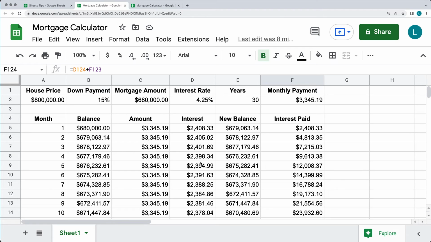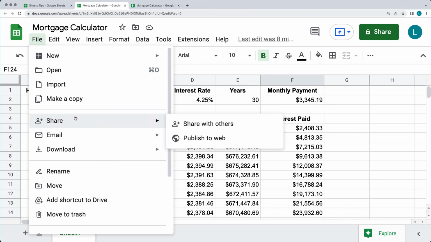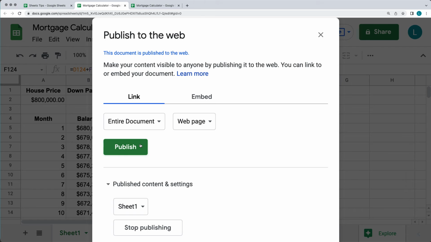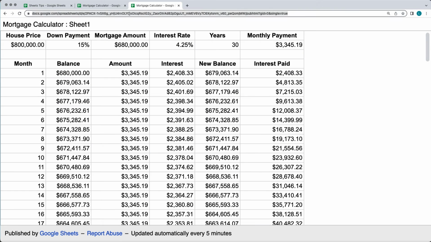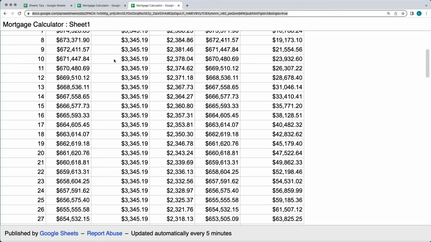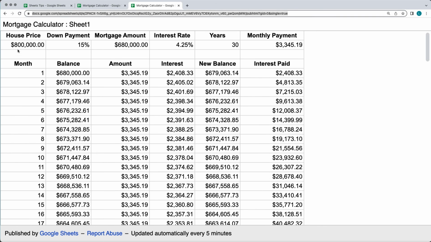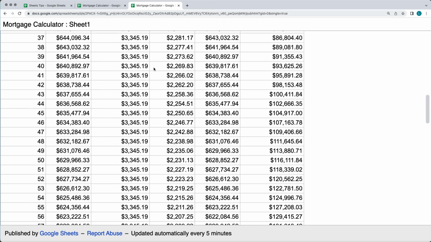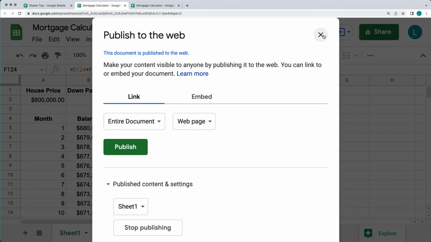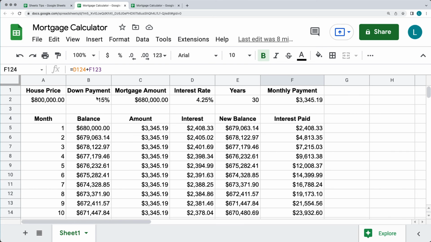In order to share your project to the class, under the file, you can select the share, publish to the web, and that will create a web link that you can use in order to share to others so that they can also look at the content of your calculations. You can also do a screenshot indicating the formulas that were used and then output those into the class project.